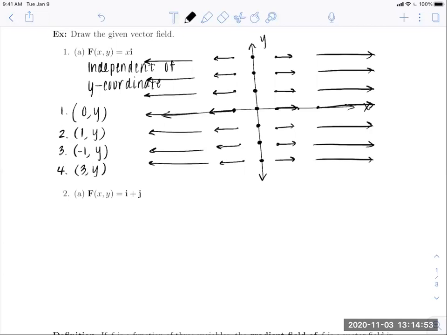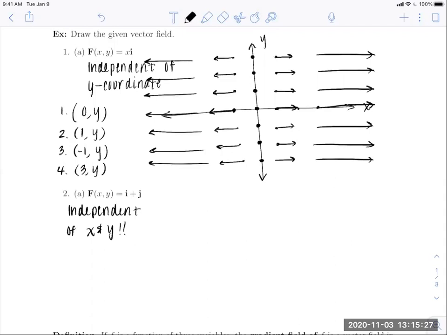2A is unique. What we're noticing is we're inputting a point x, y and we're outputting i hat plus j hat. So this vector field is independent of both x and y. It doesn't matter what I plug in for this vector field. This is a constant vector field. So I could plug in 1, 1, and I get out i hat plus j hat. I could plug in negative 2,000, positive 768, and I'm still getting out i hat plus j hat.